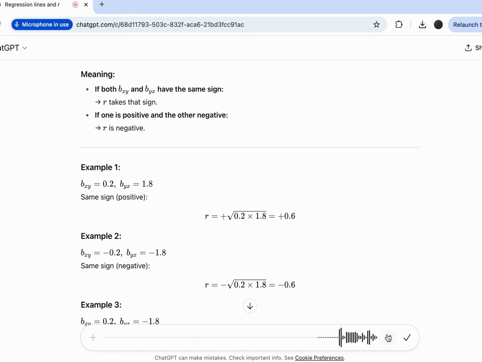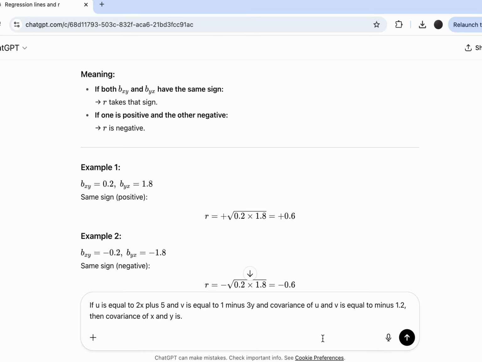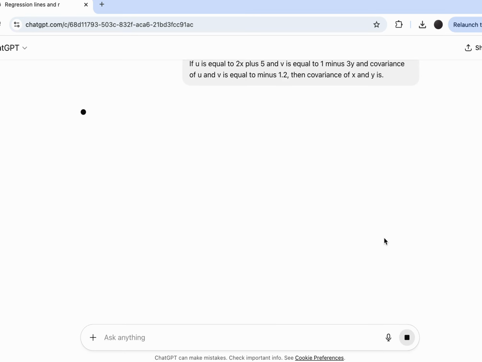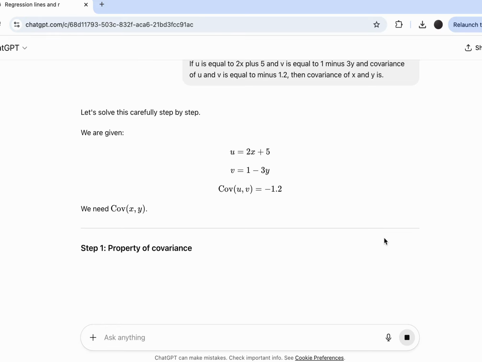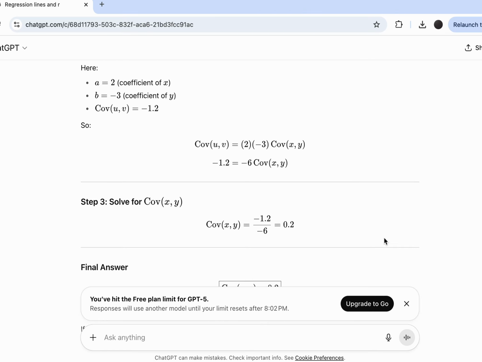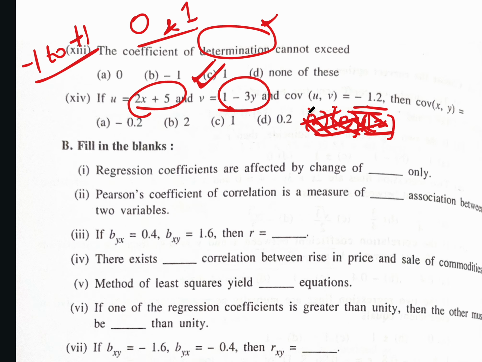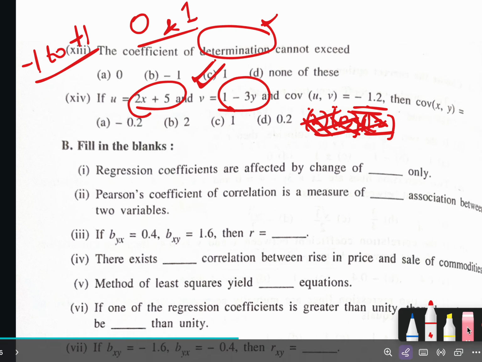If u is equal to 2x plus 5 and v is equal to 1 minus 3y, and covariance of u and v is equal to minus 1.2, then covariance of x and y is? Yes, this is going to be my way. I was not as wrong in assuming that. Okay, I was going the right way. Yes, I was almost right.